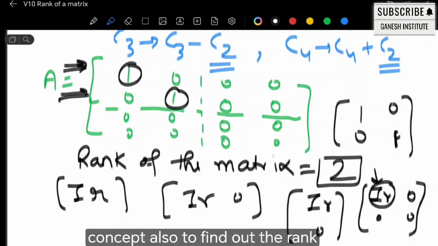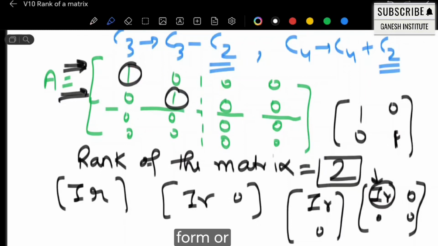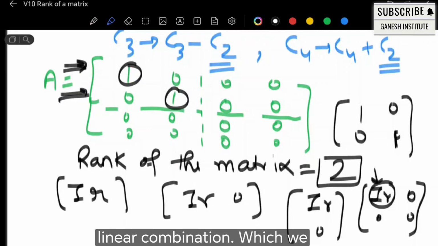There is another concept also to find out the rank using Euclidean form or linear combination, which we will discuss in the rest of the videos. Okay, hope you have got it.